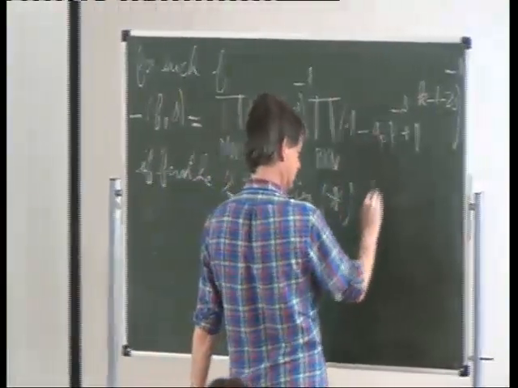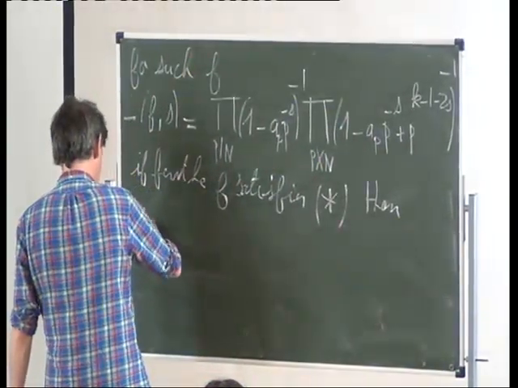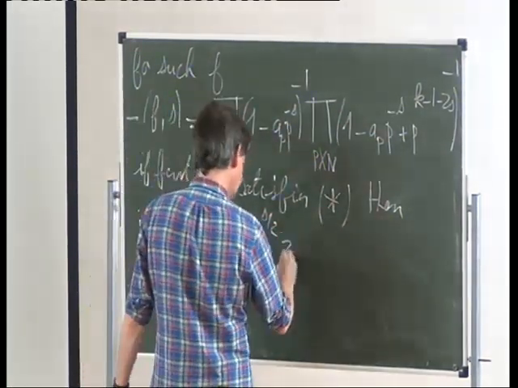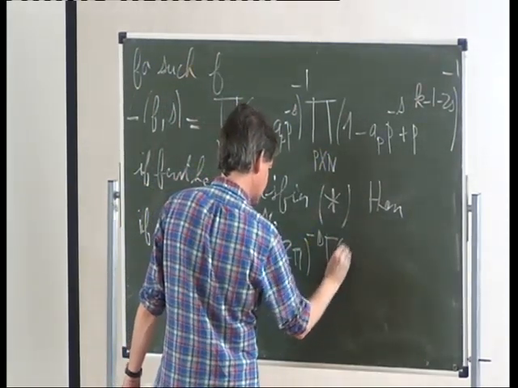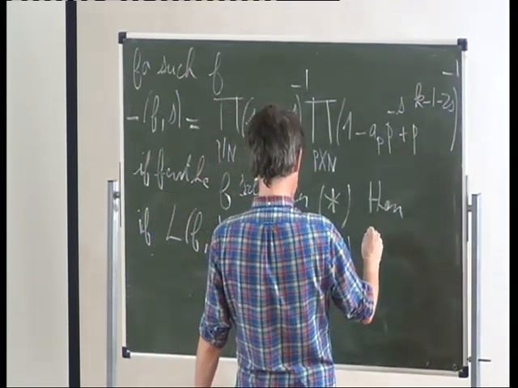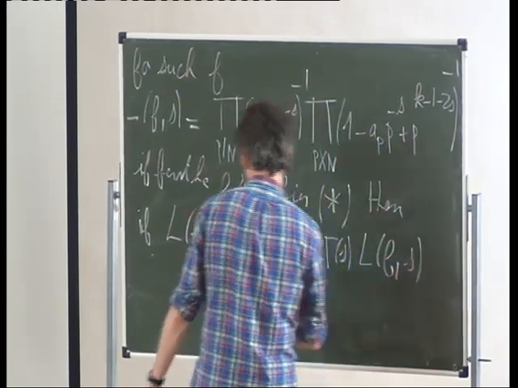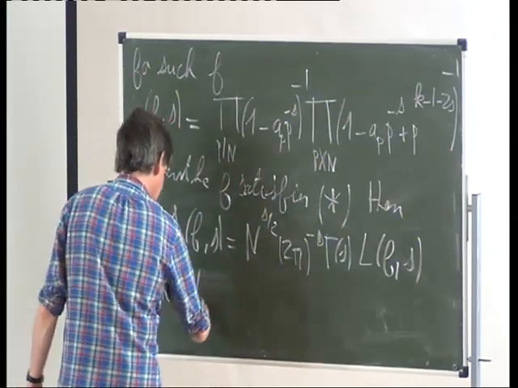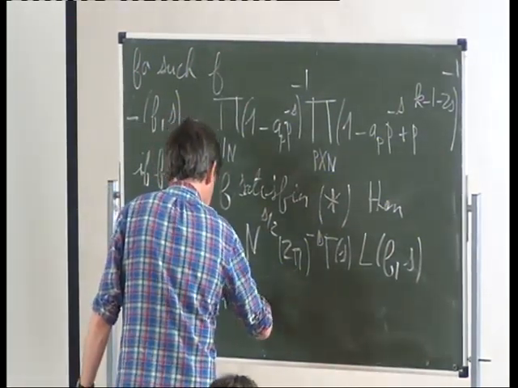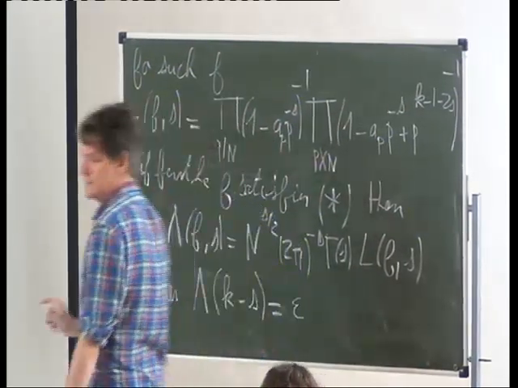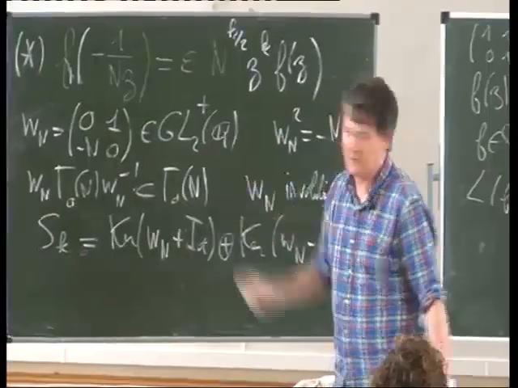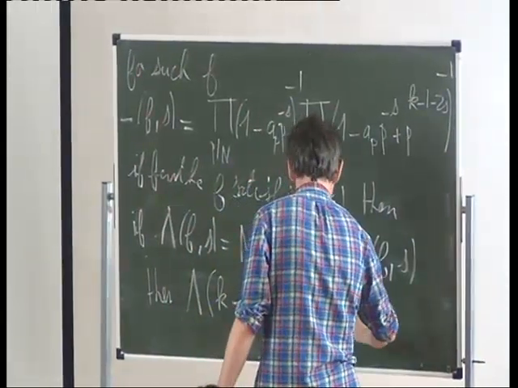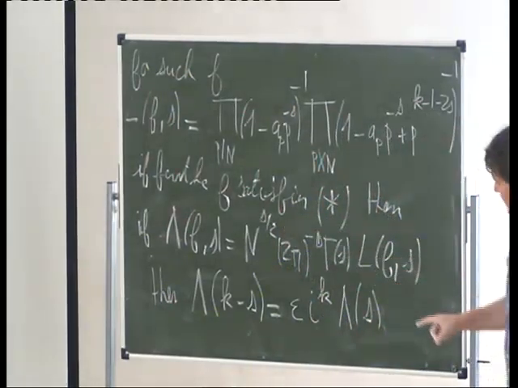Then, well, if we define Lambda(s) as n to the power s over 2 pi, to the power minus s, times gamma(s) times L(f, s), then Lambda(k minus s) is equal, well, there is an epsilon that comes from here, and I get i to the power k times Lambda(s), where I write for short Lambda(s) instead of Lambda(f, s).